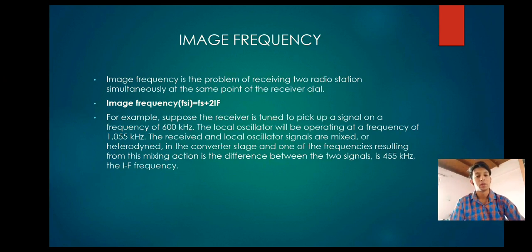For example, suppose the receiver is tuned to pick up a signal on a frequency of 600 kHz. The local oscillator will be operating at a frequency of 1055 kHz. Then the received and local oscillator signals are mixed or heterodyned in the converter stage, and one of the frequency resulting from the mixing action is difference between the two signals, that is 455 kHz, the IF frequency.